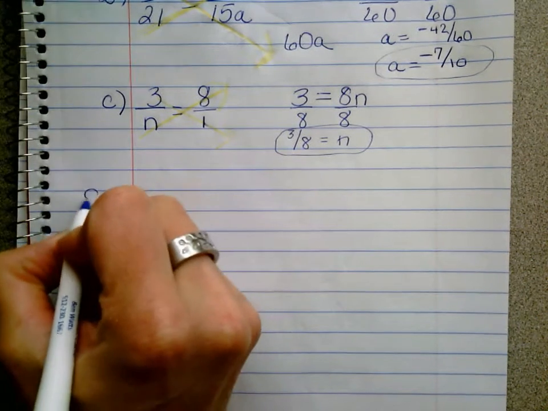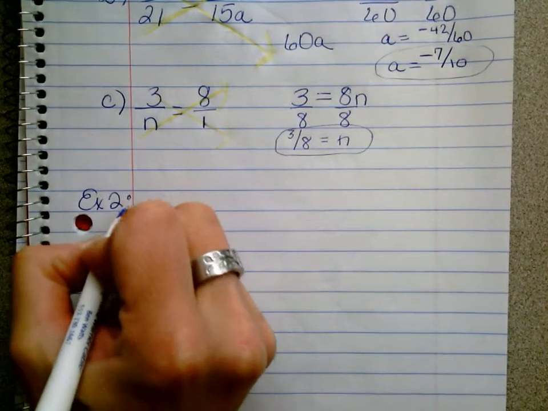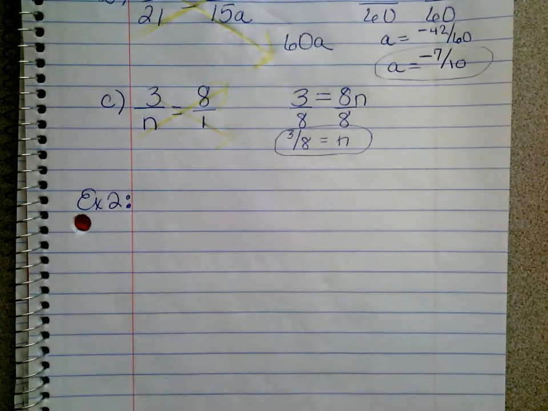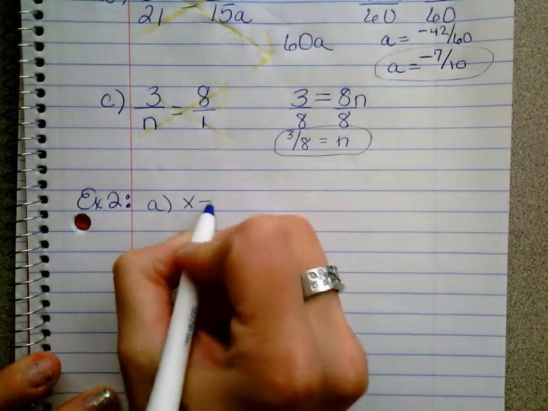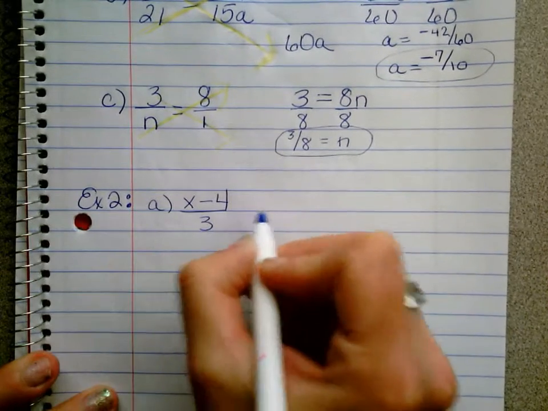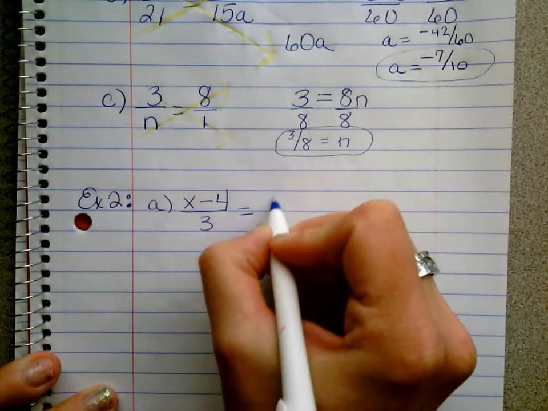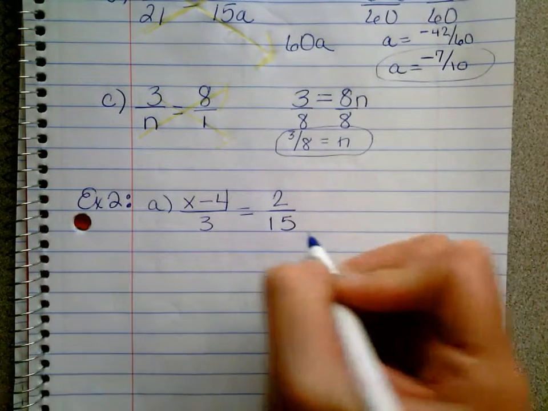Where it gets a little more difficult is example 2, and this is actually where I'm going to quit today. We're going only up to and including example 2 because we're not doing the word problems till tomorrow. Example 2 says, well, what about this? x minus 4 over 3 is equal to 2 over 15.